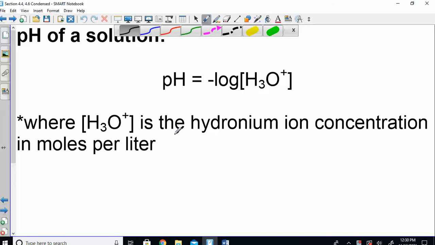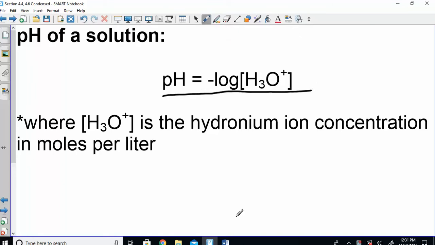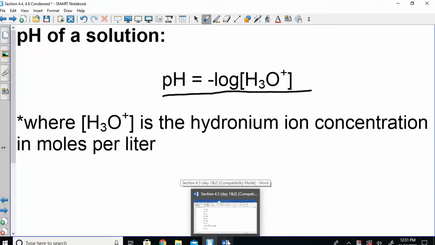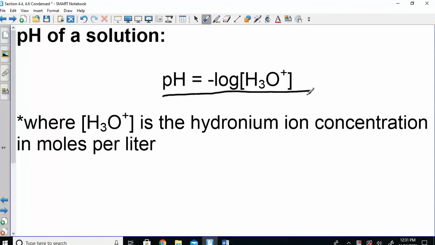You know what that is, it measures the acidity of a solution. So it's found by doing a negative log of H3O+. H3O+ represents what's referred to as the hydronium ion concentration. So this formula is on there. You don't have to memorize it. If I were to ask you a question about this on the test, I would give you the pH formula. I just want you to be able to use it.